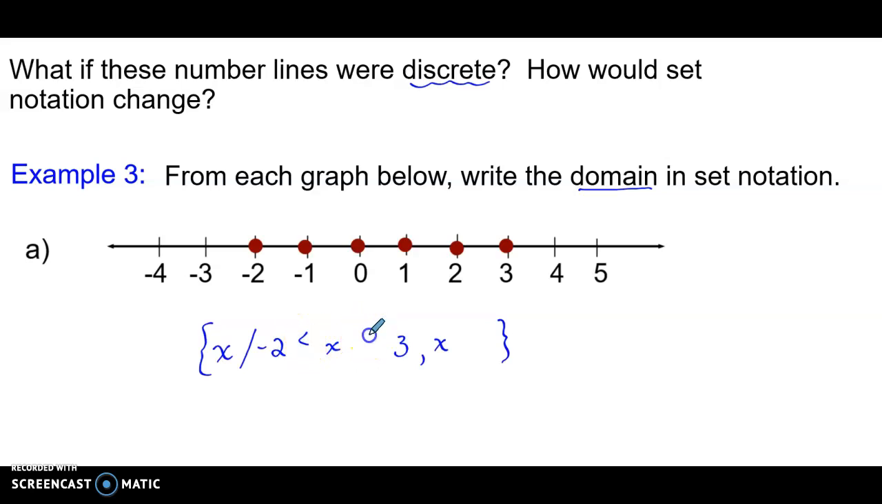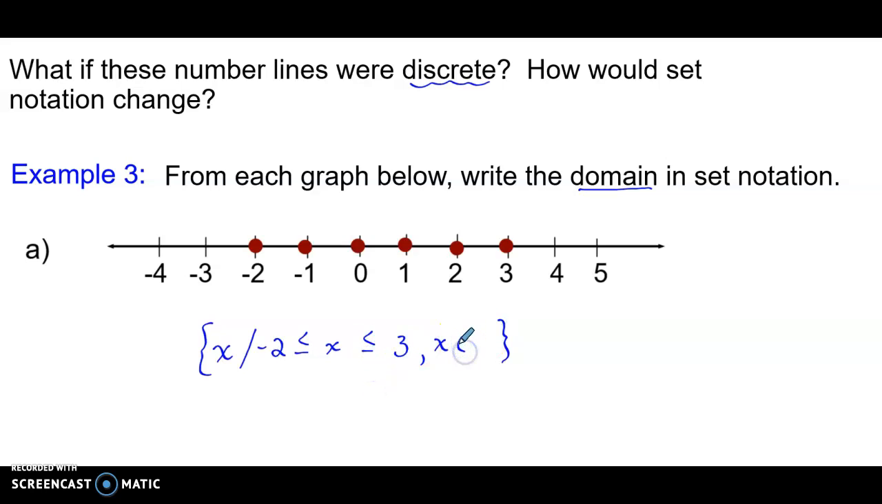Your lowers on the left, your highers on the right, you'll use less than symbols. So -2 will be smaller than all the x's in this list, and all of the numbers in this list will be smaller than 3. So we have to decide now about these endpoints. There is a dot at -2, so I would write equals, it's included. There is a dot at 3, so I would write 3 is included and write that equal sign.